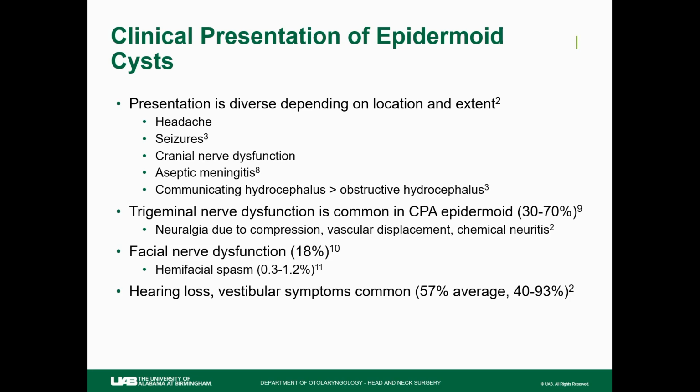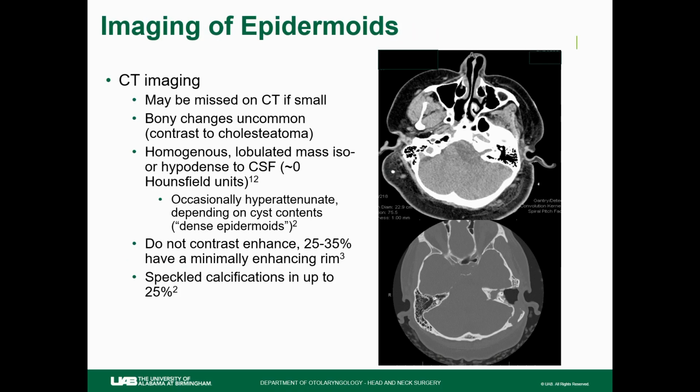Trigeminal dysfunction is quite common in CPA epidermoids, in up to 70% of patients in some series. In this setting, trigeminal neuralgia is felt to be due to either compression directly from the cyst, displacement of adjacent vessels onto the trigeminal nerve, or chemical neuritis. Just under 1 in 5 patients will have facial nerve dysfunction, and a small proportion of those will have hemifacial spasm as their manifestation of this. And as with other CPA tumors, hearing loss and vestibular symptoms are common, on average present in over half of patients. I want to talk briefly about imaging of epidermoids before we move on to our case discussion.